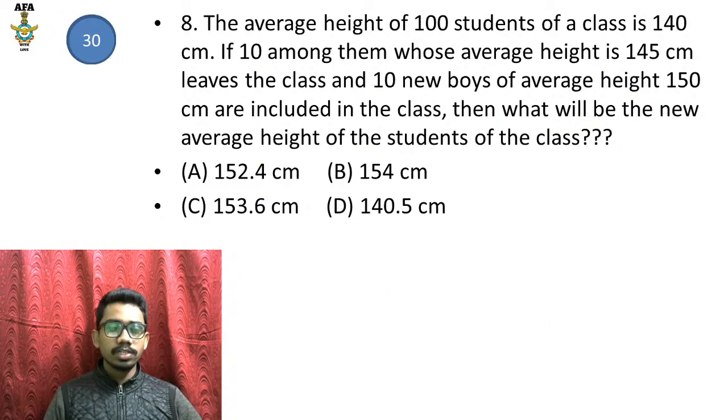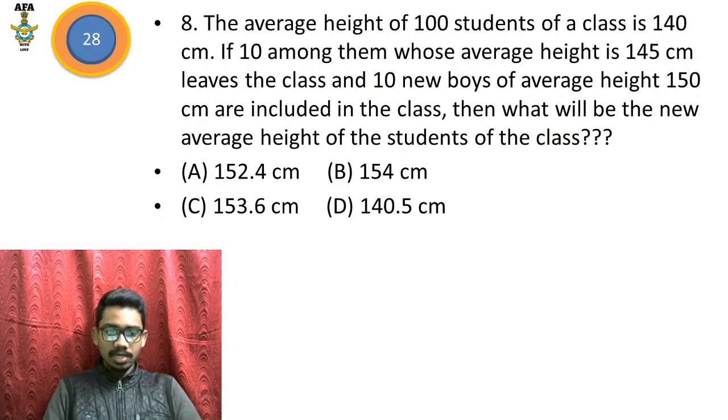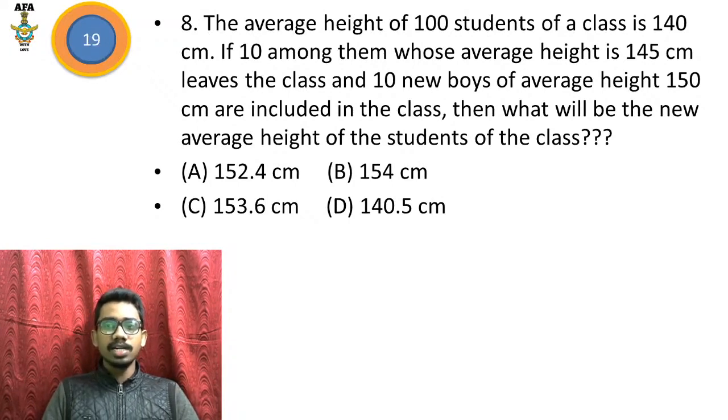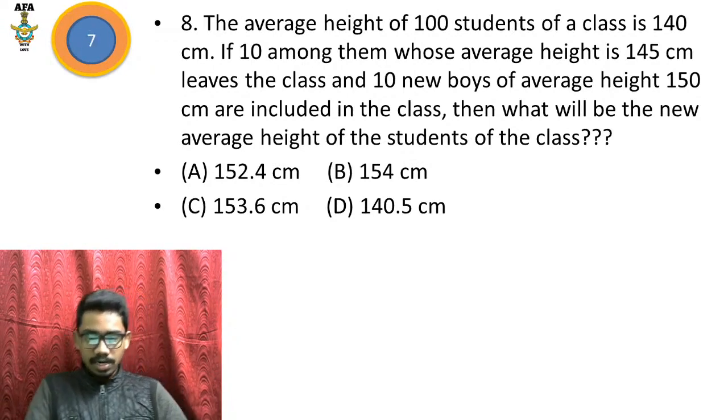So moving on to question number 8. Try to solve this question. This is the last question of today's class. The average height of 100 students of a class is 140 centimeter. If 10 among them whose average height is 145 centimeter leaves the class, and 10 new boys of average height 150 centimeters are included in the class, then what will be the new average height of the students of the class? Try to solve this question.